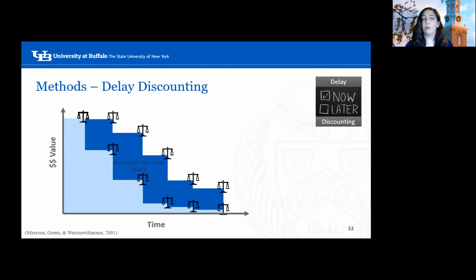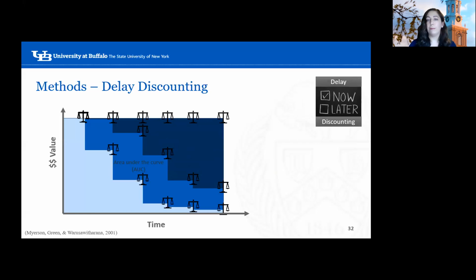For example, if you were a person in the light blue here and you discounted very steeply, and the reinforcers lost their value more quickly, your area under the curve would be lower. Whereas if the reinforcers never lost their value, your delay discounting would be minimal and your area under the curve would be very high.